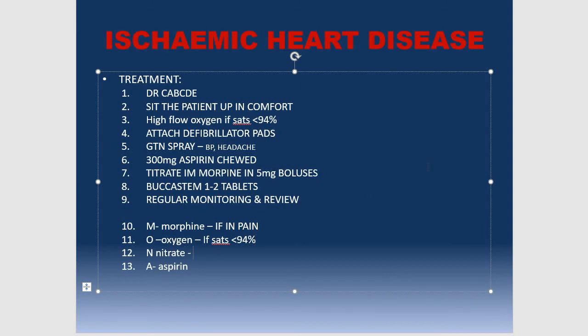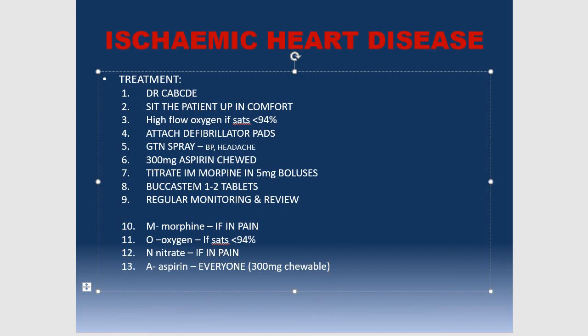And we've got nitrate, so that's a GTN spray. GTN stands for glyceryl trinitrate. The nitrate tablet or spray can be given if in pain. If there's no pain, you don't need to give the nitrate. And then finally, aspirin is given to everyone. So if the pain's gone or the pain's still there, giving aspirin has been shown to make people live longer, happier, healthier lives in the context of having a heart attack. So we're going to give them the aspirin as per the formulary, which is a 300 milligram chewable tablet.